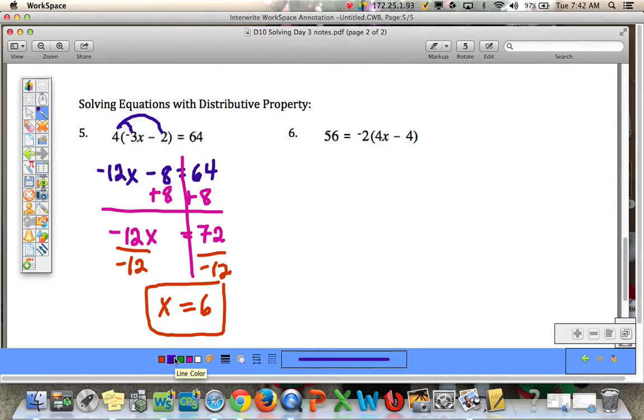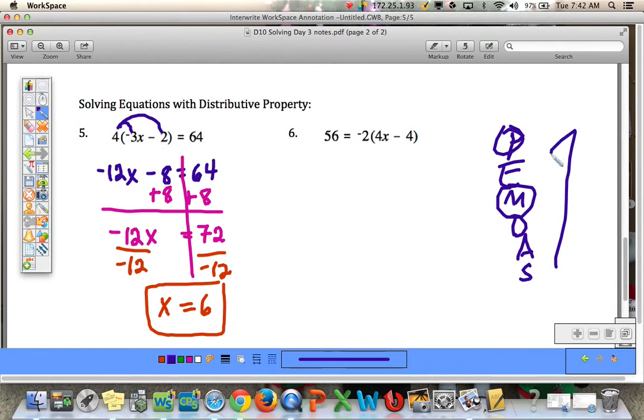But let's say you didn't want to distribute first. If I write up order of operations, we have this multiplying before we have the parentheses. So you can actually get rid of the multiplying first, this negative 2, by dividing it out. So instead of distributing first, you could also divide by that number in front. So you can choose. You can distribute first or divide by that number first. You should get the same answer.